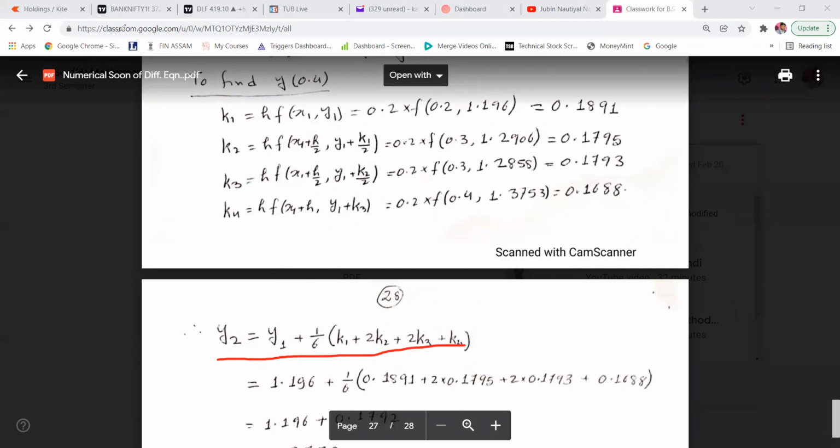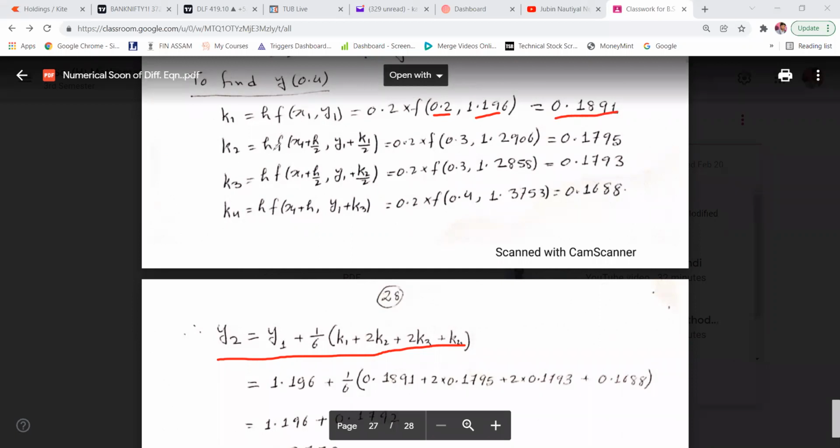Okay, now k1 will be what? h f of x n comma y n. So x n is what? n is 1, so x1 comma y1, and you know the value of x1 and y1. Earlier we got the value of y1, so x1 and this is y1, and then in the given function you put in place of x this one, in place of y this one, you will get k1.